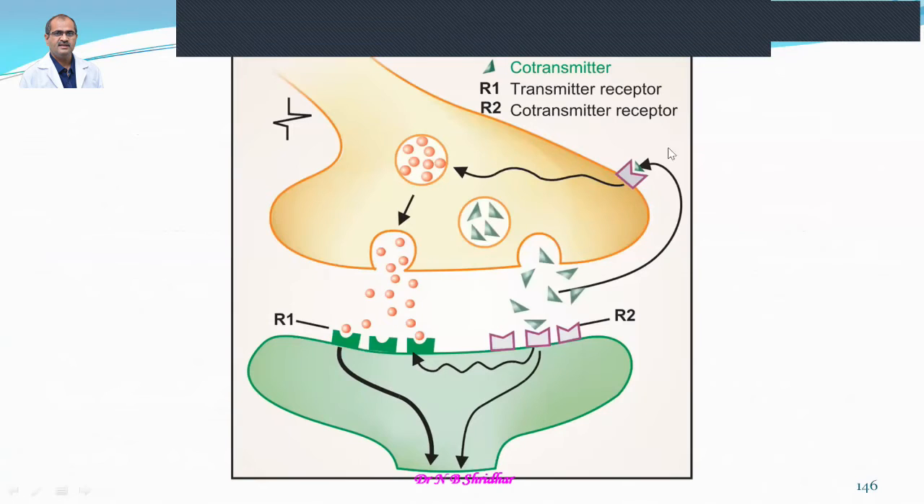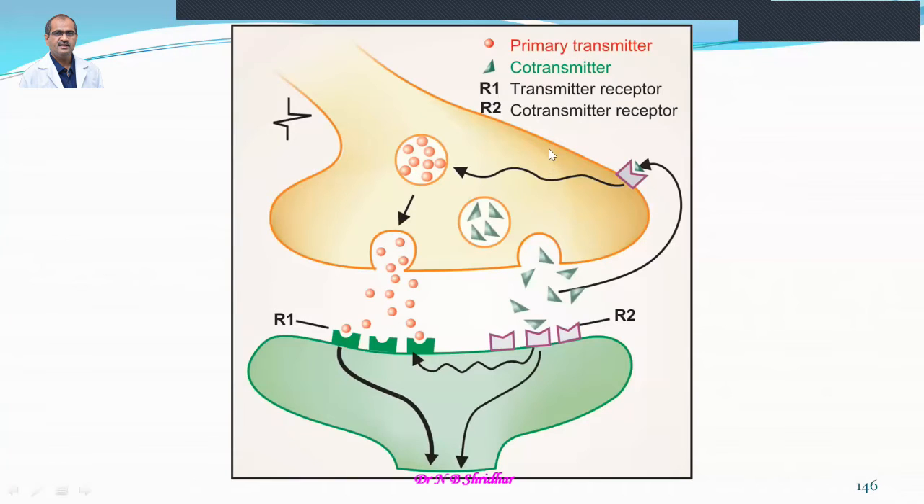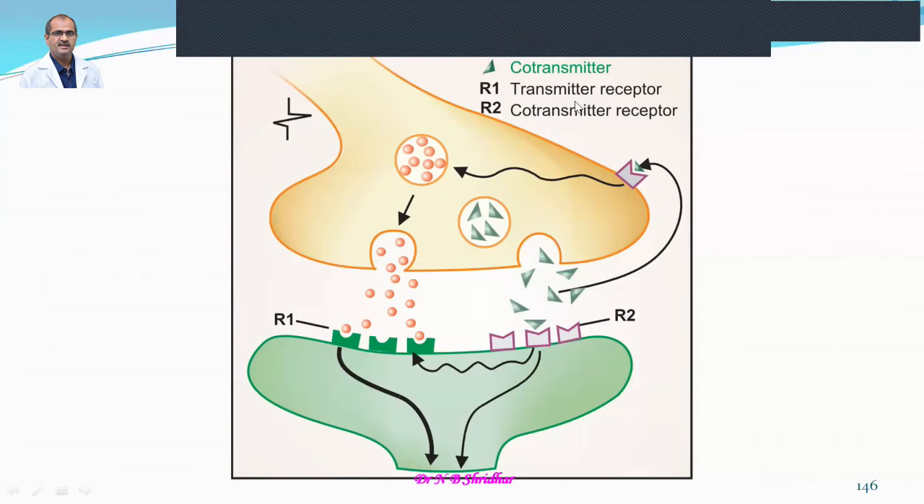And this picture also reflects what a co-transmitter and the primary transmitter are. The red one is the primary transmitter and this is the co-transmitter. In the synaptic vesicles, both are stored. R1 is the transmitter receptor and R2 is the co-transmitter receptor. So on the post-junctional membrane, receptors are there for both the primary transmitter as well as the co-transmitter. You can see this maybe in an adrenergic system or cholinergic system. This is common. There will be separate receptors for the co-transmitters and also for the regular neurotransmitter or primary transmitter.